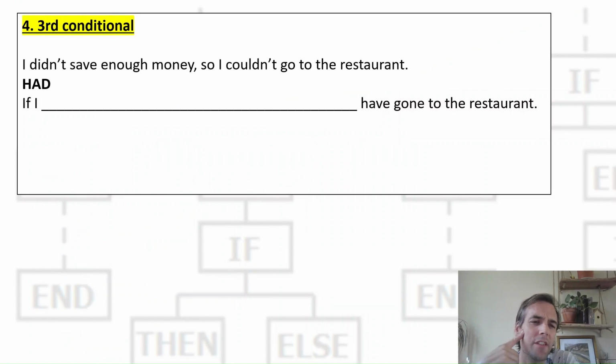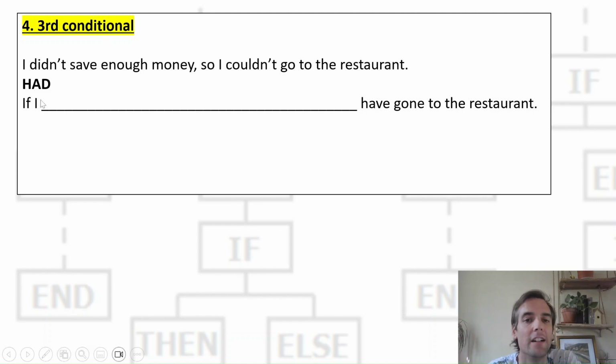Next up, we have some third conditional questions. If you get a conditional question on the C1 exam, it will probably be third conditional because it's more complicated. What is a third conditional? Well, you're talking about something that didn't happen. I didn't save enough money. I couldn't go to the restaurant. It didn't happen. This is a completely imaginary hypothetical.